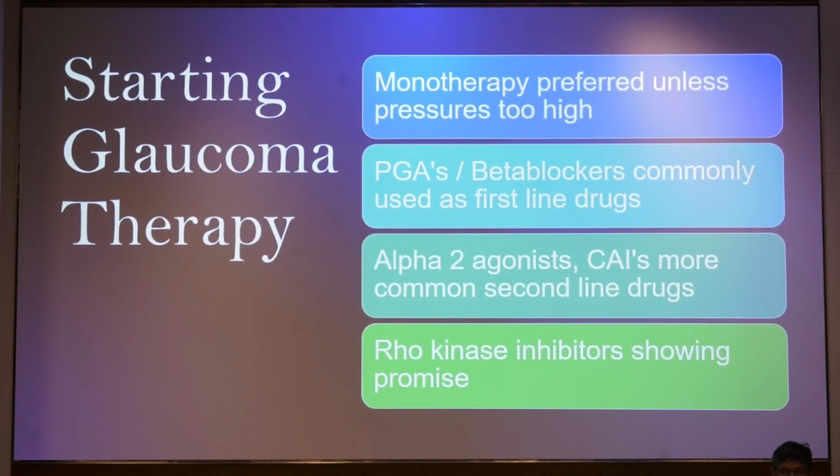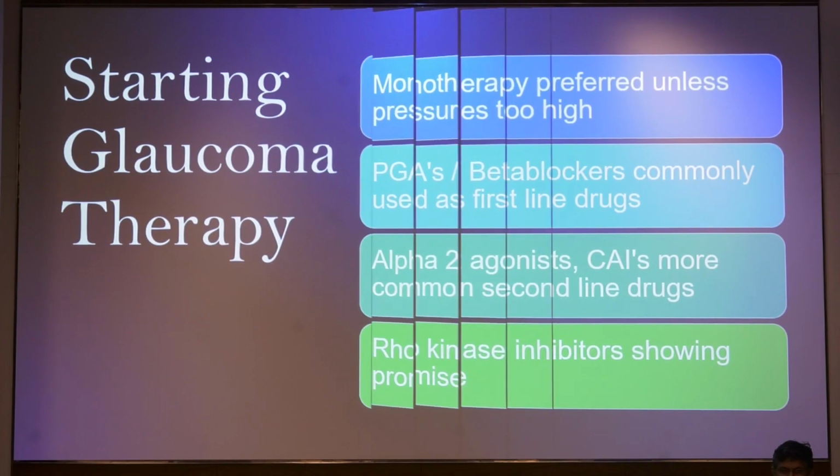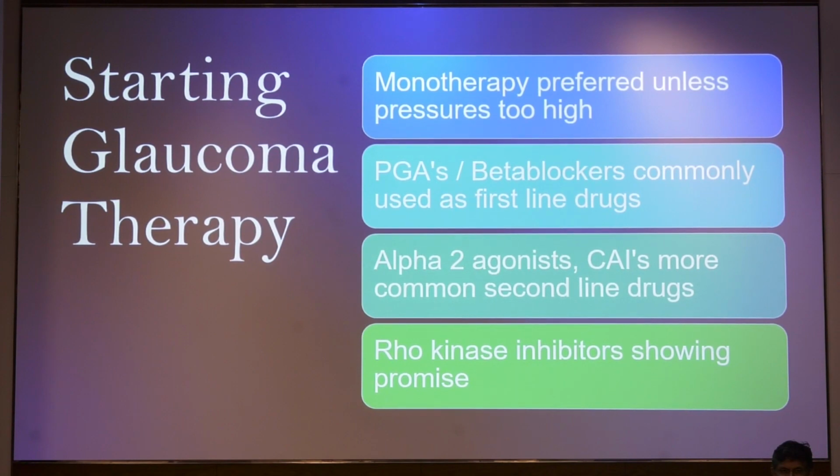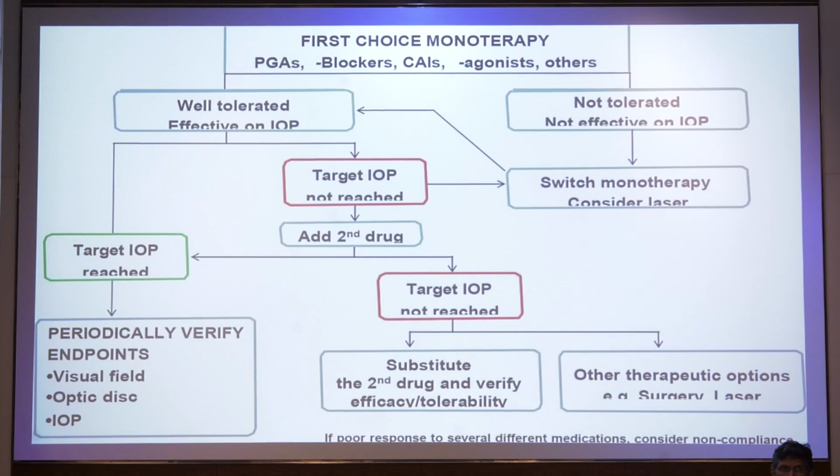Now, to start a glaucoma therapy, monotherapy is preferred unless the pressures are too high. Prostaglandin analogs and beta blockers are usually the first line of drugs, depending on the patient's age, the patient's pocket also, the side effects, and systemic illness also. Alpha agonists and carbonic anhydrase inhibitors are second line of drugs, and Rho kinase inhibitors are showing much good promise. If we start with this therapy, they are well tolerated, and if a target IOP is reached, then periodic endpoints are verified.